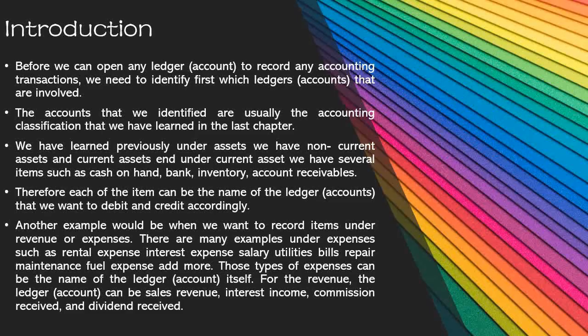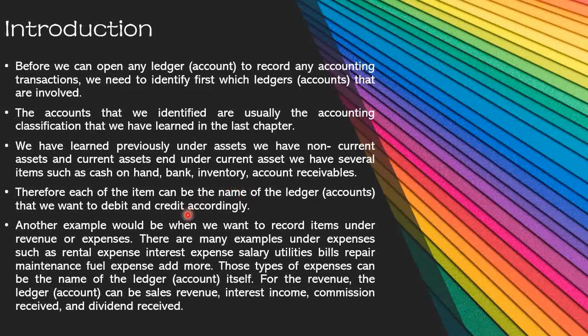So before we can open any ledger or account to record any accounting transaction, we need to identify first which ledger accounts are involved. The accounts that we identify are usually the accounting classification that we have learned in the last chapter. For an asset, we have two types: the non-current asset and the current asset. Under current asset, we have several items such as cash on hand, bank, inventory, account receivable. So the name of cash, bank, inventory, account receivable can be the name of the ledger itself that we want to debit or credit accordingly.